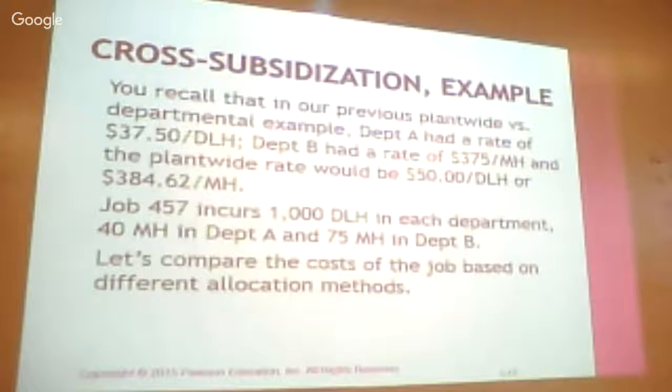Let's look at Department A. In Department A, what would be my rate if I did it based on direct labor hours? I would take the $37.50, right? And I multiply it by my direct labor hours of 1,000. Okay, so that would be what? $37.50.